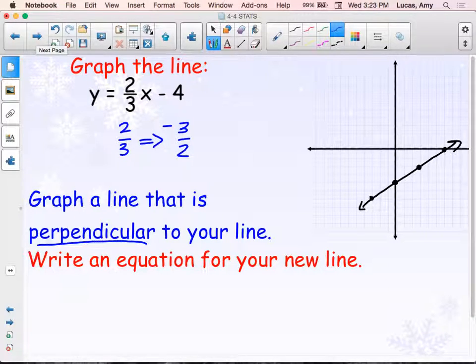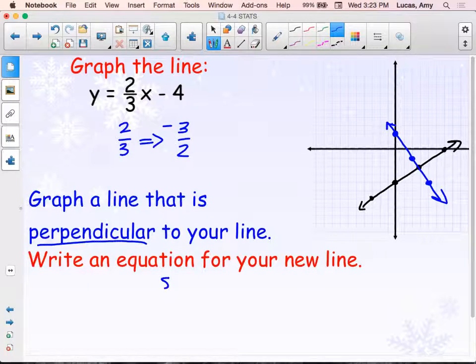So graph a line that's perpendicular to my line. All right, so I need a line with a slope of negative 3 over 2. So I'm going to put a point right here because it doesn't matter where you put the point. Go down 3 over 2, down 3 over 2, draw my line.